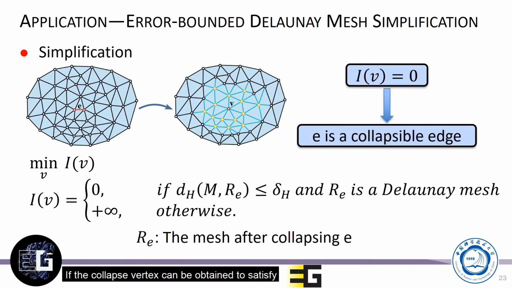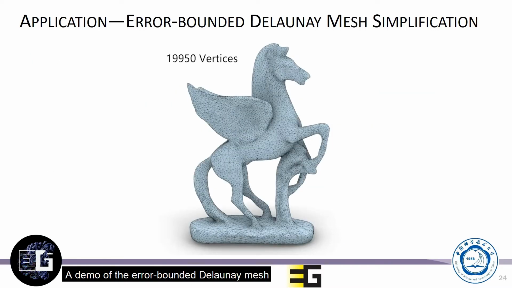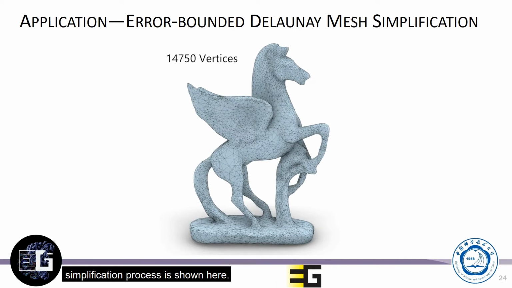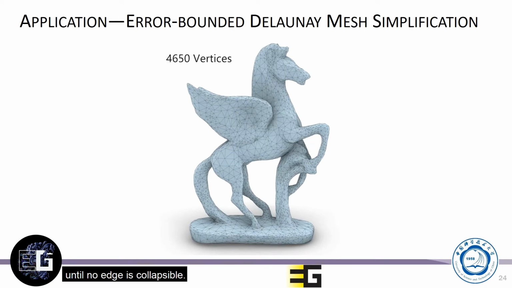If the collapse vertex can be obtained to satisfy the error-bounded constraint and the Delaunay mesh condition, we call the edge a collapsible edge. A demo of the error-bounded Delaunay mesh simplification process is shown here. Our simplification process travels all edges to perform the edge collapse operations until no edge is collapsible.